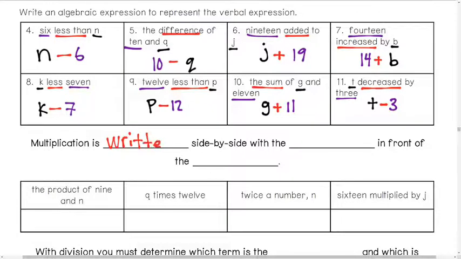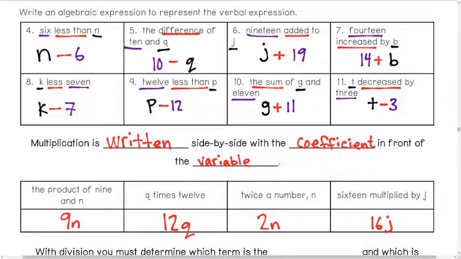Right. Multiplication is written side by side with the coefficient in front of the variable. So if we have here the product of 9 and n, product means multiplication, so that just means I put 9n. 9 times n. Q times 12, that would be 12q. Twice a number n, so that'd be 2n. 16 multiplied by j, so it's 16j.